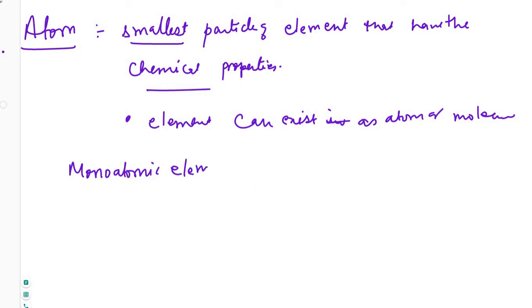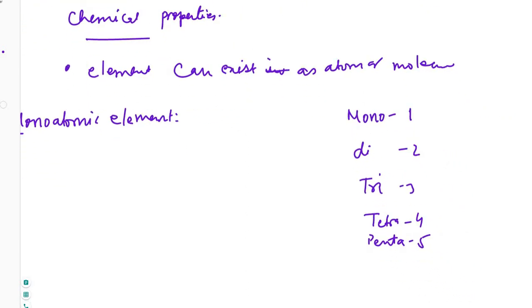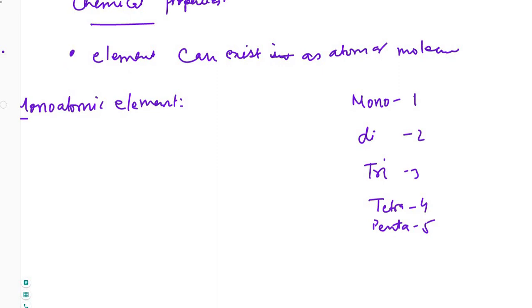element. What is the meaning of mono? There is some terminology you should be knowing. In science, when you say mono it means one, when you say di it means two, tri means three, tetra means four, penta means 5. Maybe you can write it somewhere because this is very important, it is going to come frequently, and make a box over there. Then hexa is 6, hepta is 7, octa is 8. At least this much you should be knowing for now.